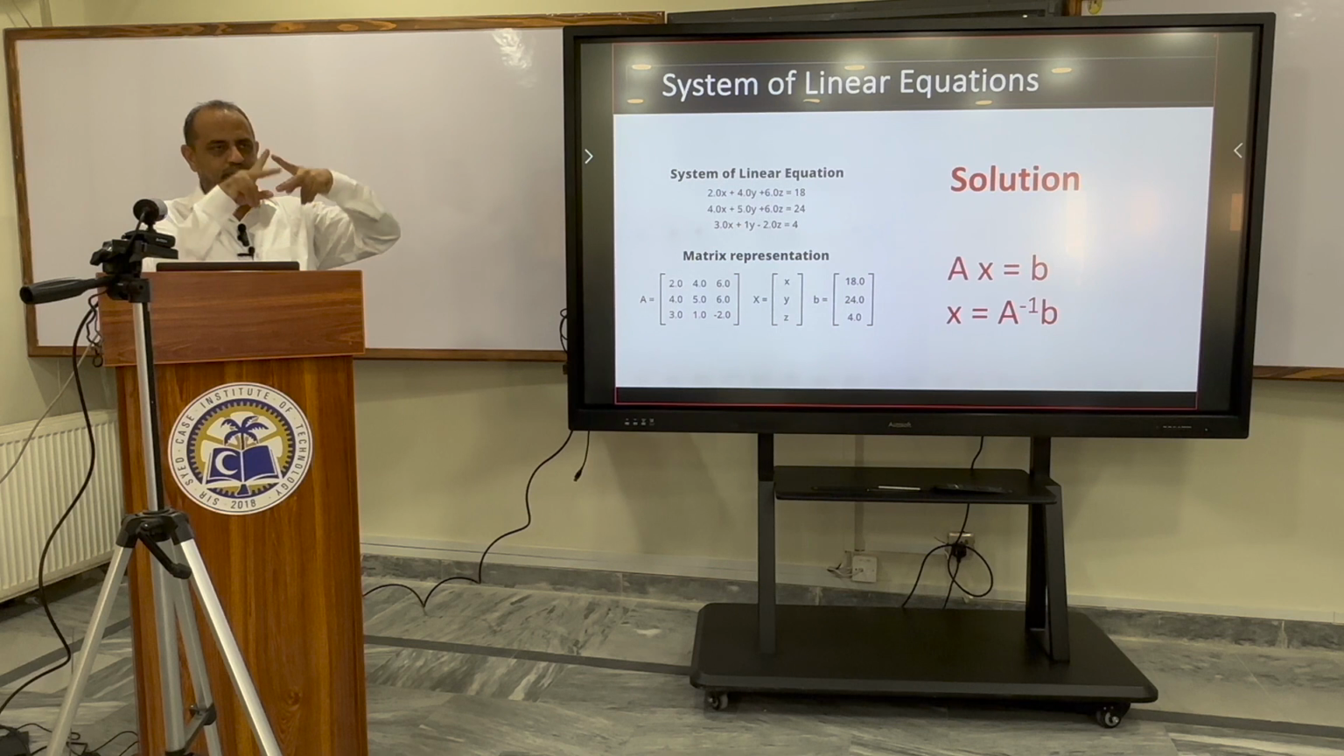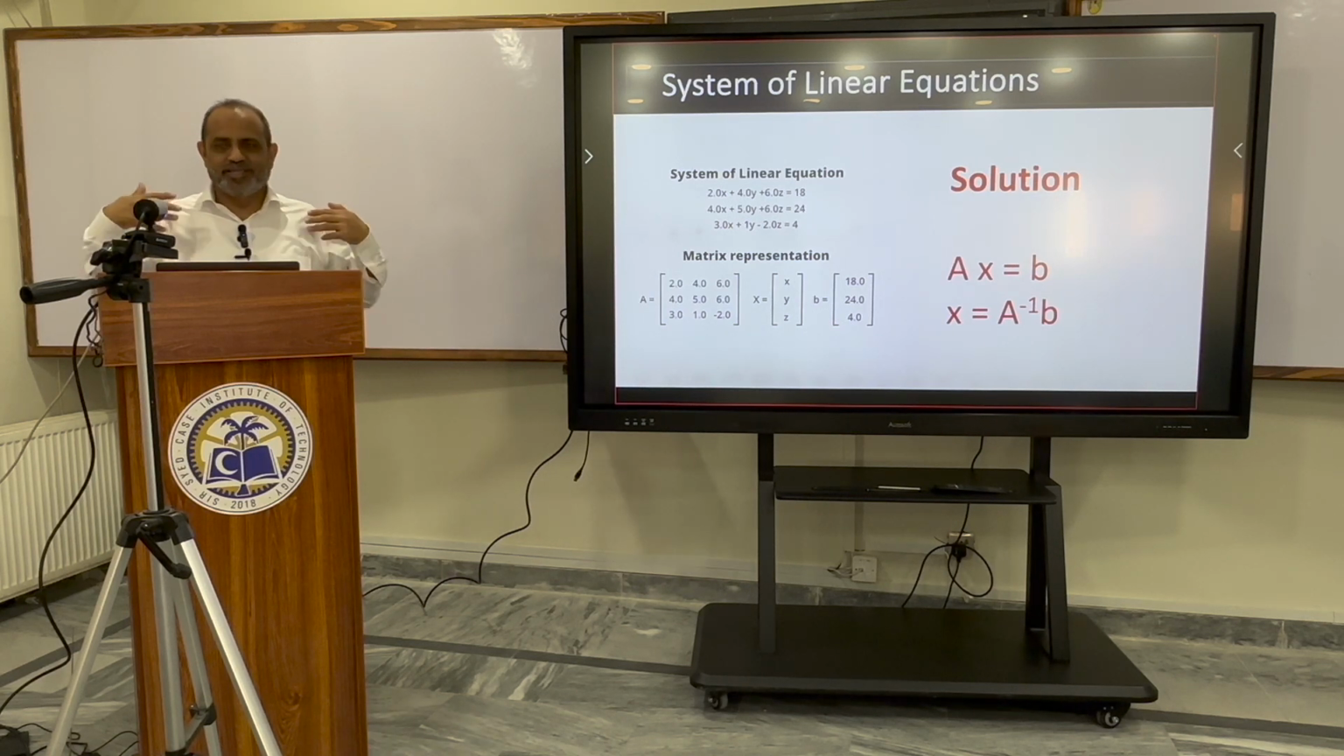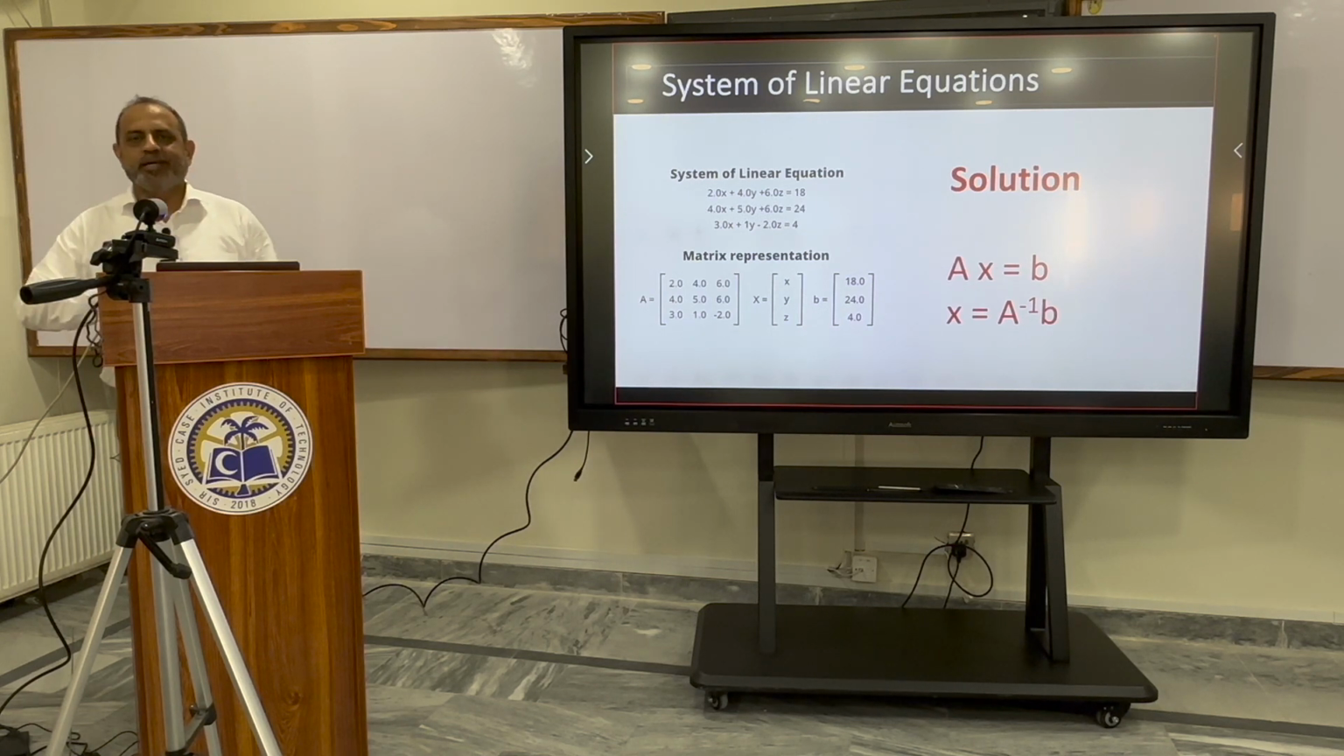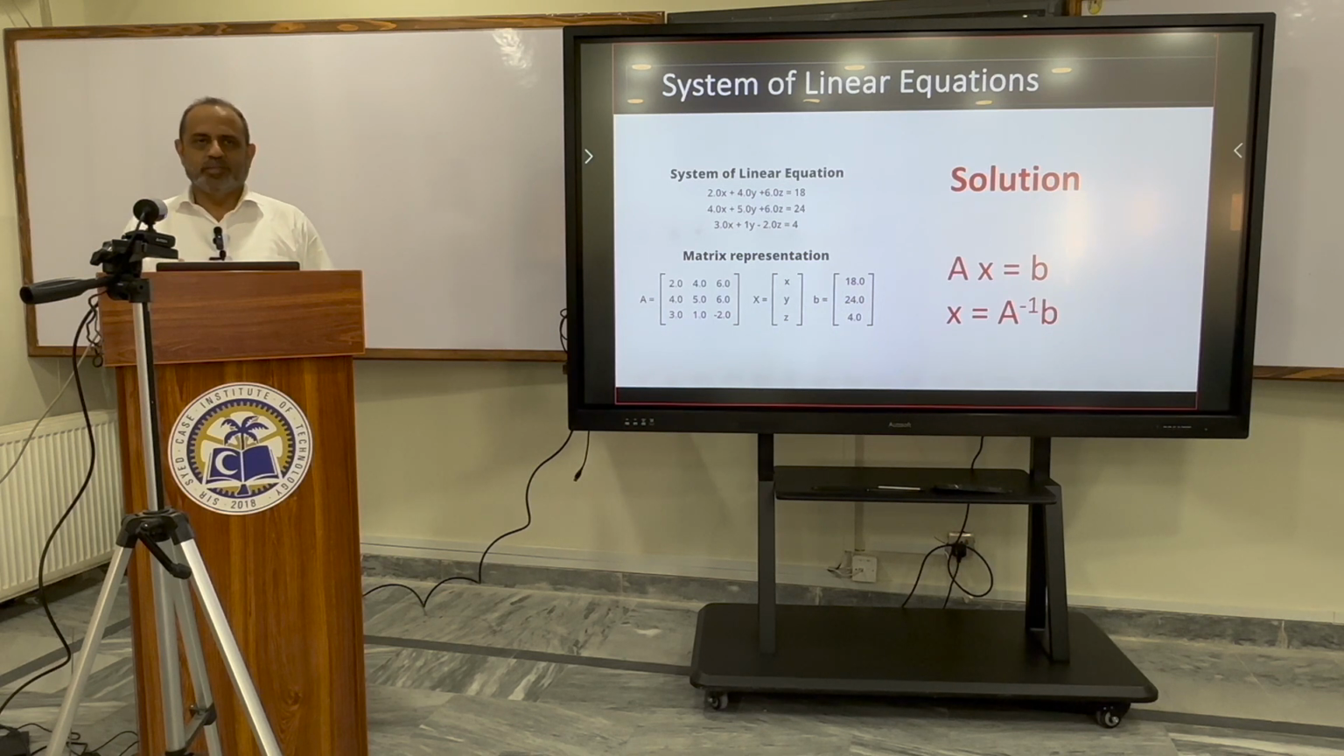But if these are 3 lines which are not intersecting at one point, then obviously there is no solution, okay? Or sometimes if there are 3 parallel lines, there is no solution because they never intersect each other. So if A inverse exists, then it means there is a unique solution. If A inverse does not exist, then there is no solution. If you have more variables than the number of equations, there may be many, many solutions, right?